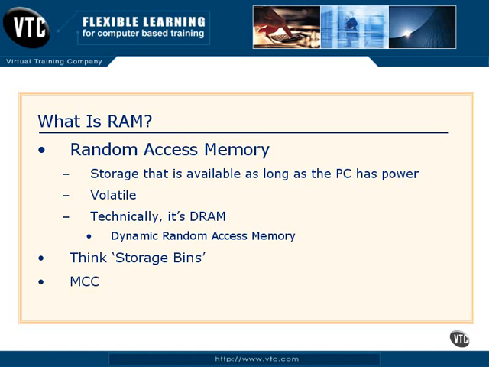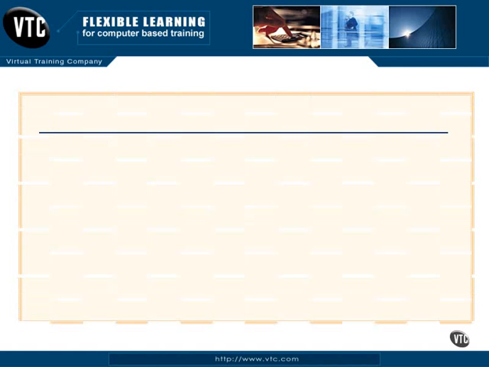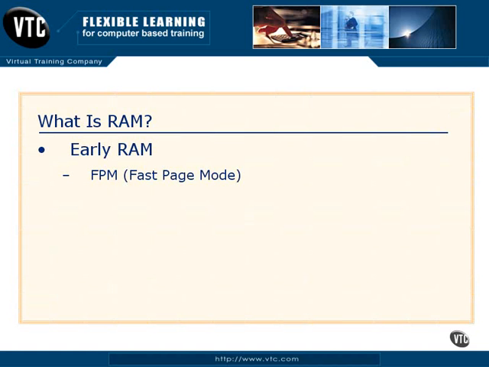Now, we haven't talked about this much. I mentioned it previously in the video: the MCC, the memory controller chip. This comes into play with random access memory. I can't think and talk at the same time. Let's talk first of all about early RAM, and we'll talk about the MCC shortly.